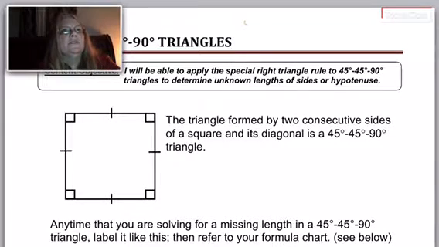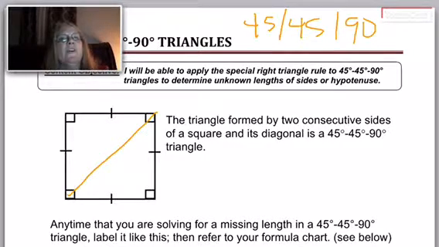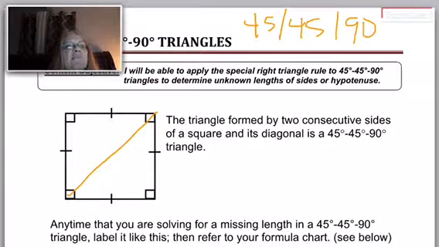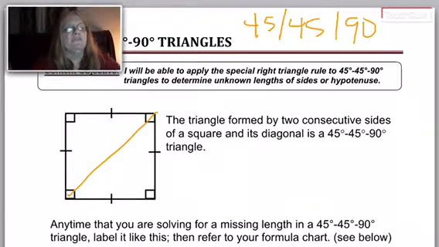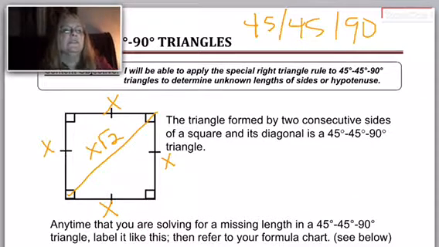This lesson is 45, 45, 90 triangles. The triangle formed by two consecutive sides of a square and its diagonal, so that's this picture right here, are two 45, 45, 90 triangles. Anytime you're solving for a missing length in a 45, 45, 90 triangle, label it like this, then refer to your formula chart. So we would have x for the sides, because it's a square, they're all the same, but now we have created these 45, 45, 90 triangles, so this is x to the square root of 2.